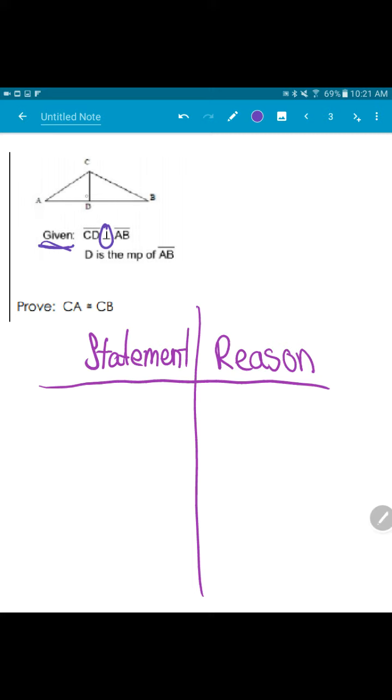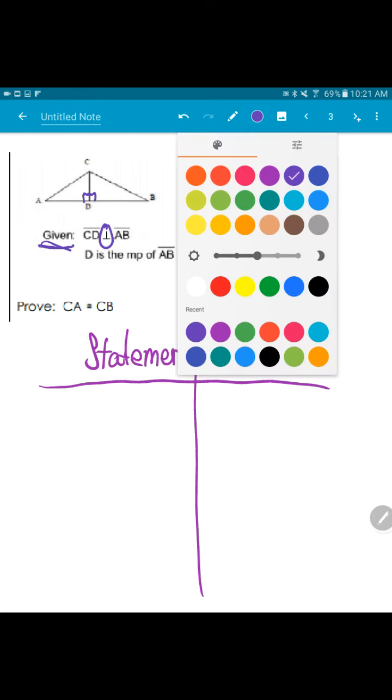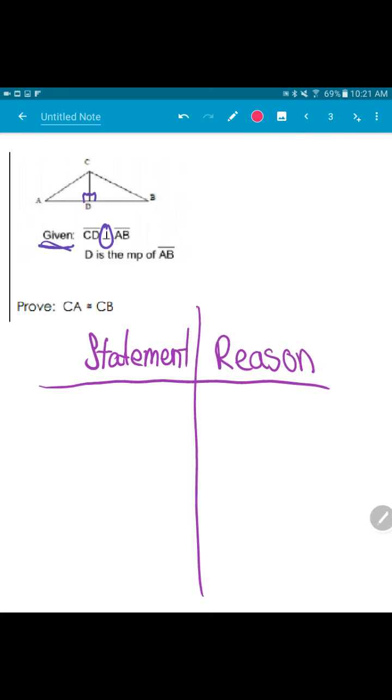What perpendicular actually means is that it makes a right angle. The right angle can go on both sides of that because we know straight lines have to be 180 degrees, so both of them have to be 90.